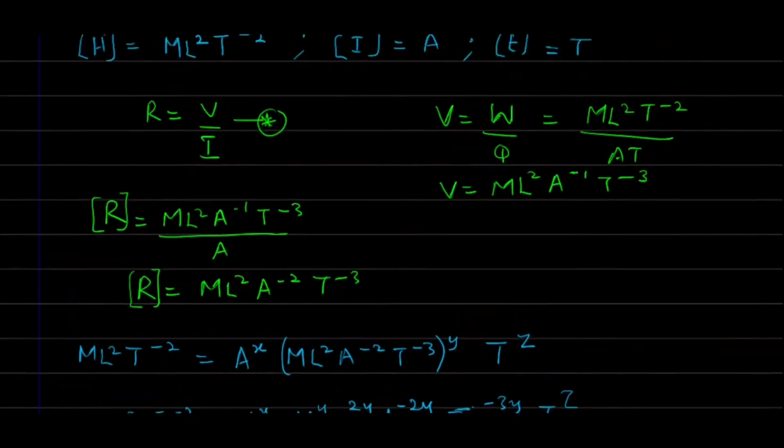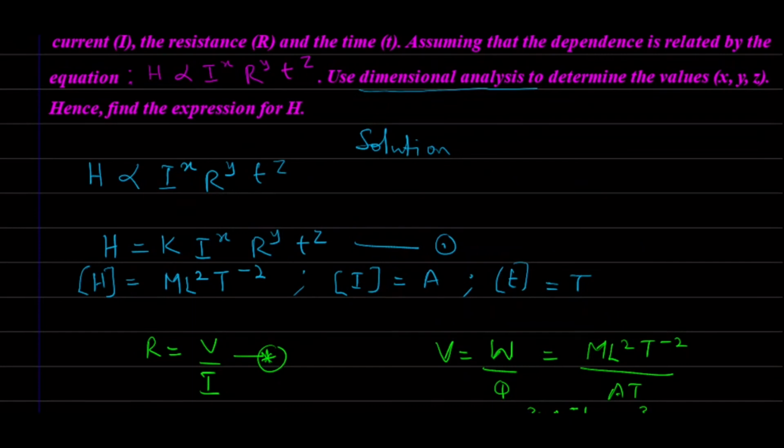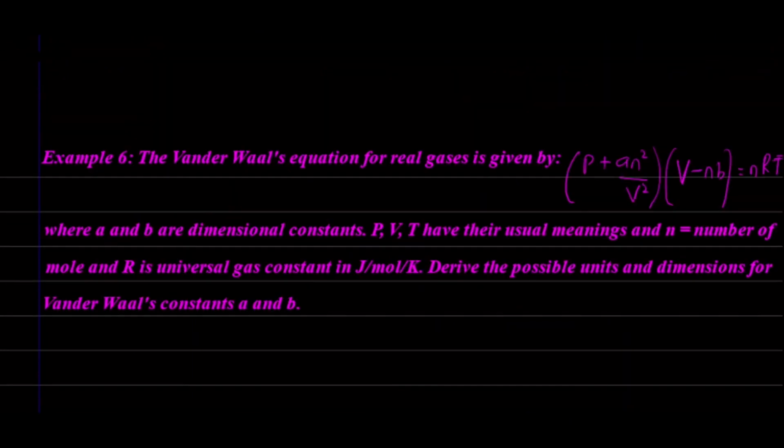Let's look at the last question on dimensional analysis. Let's take a look at the last example, which is example 6, which says that the van der Waals equation for real gases is given by P plus aN squared over V squared, into bracket V minus Nb, equals to nRT, where a and b are dimensional constants. P, V, T have their usual meanings, n equals number of moles, and R is the universal gas constant in joules per mole per Kelvin. Derive the possible units and dimensions for van der Waals constants a and b.